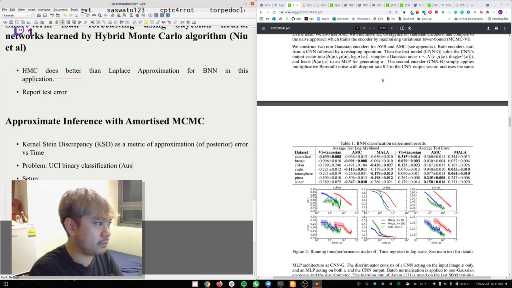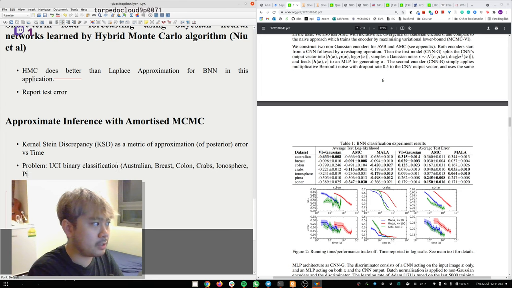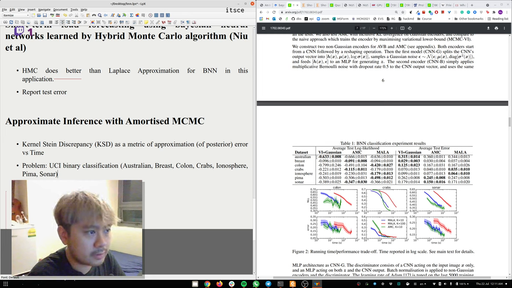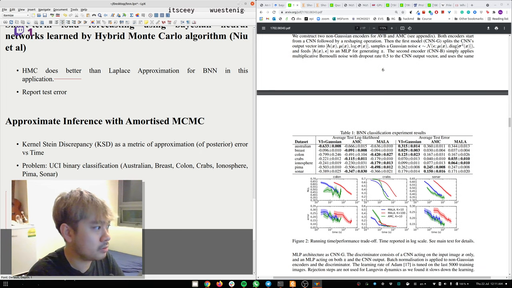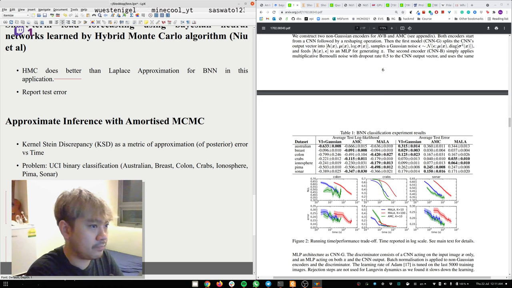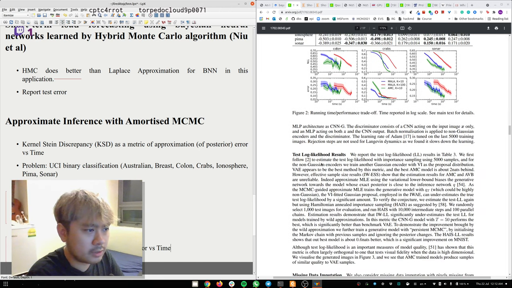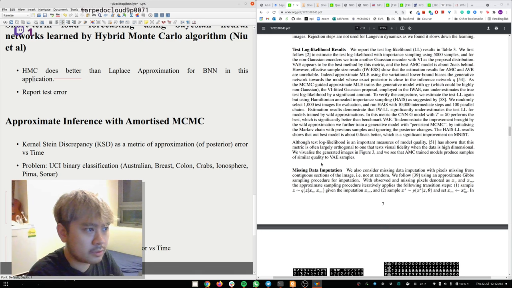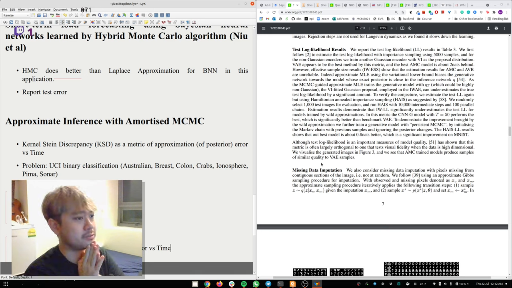Okay, so we have Australian, breast, colon, crabs, ionosphere, Pima, sonar. These are all. Okay. And then they also plot average test log likelihood and test error versus time. I just discussed this with my supervisor today, and it's always a bit confusing, for me at least, that if you're looking for how accurate things are, well, in this case it makes sense, I suppose.